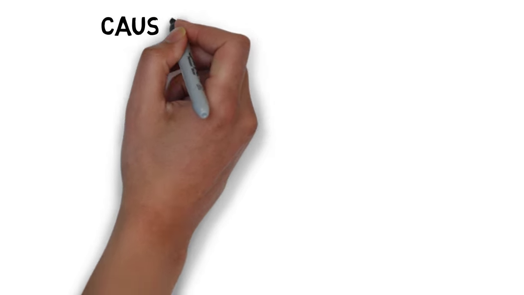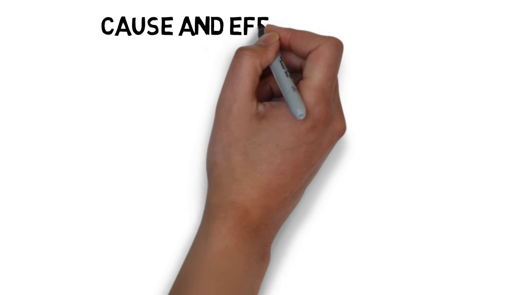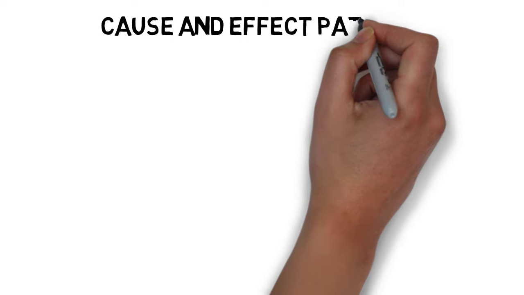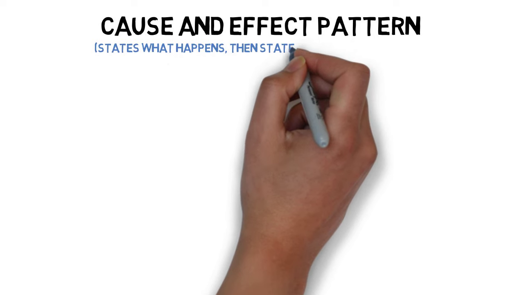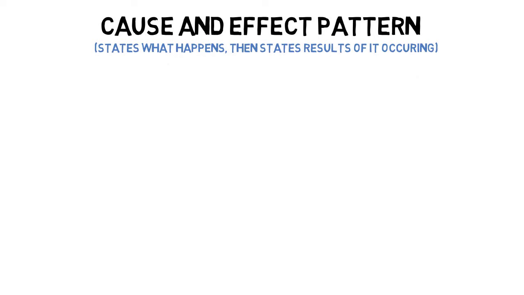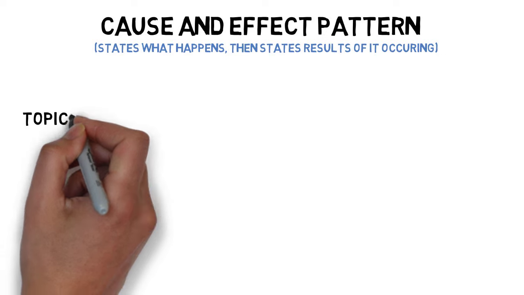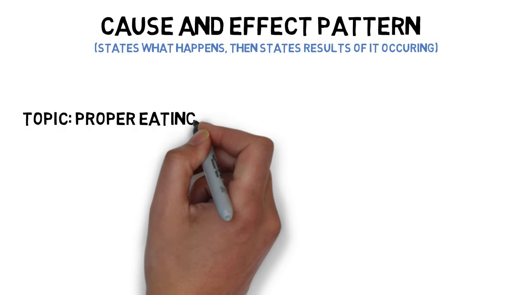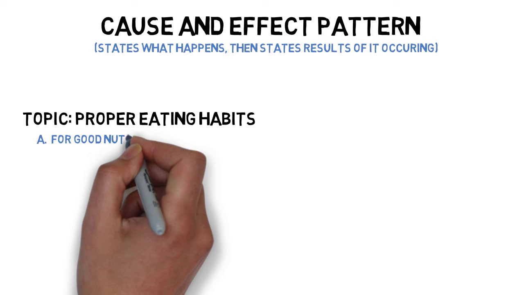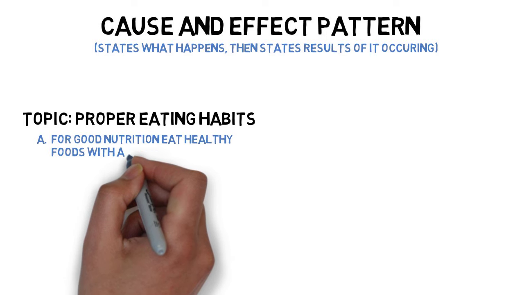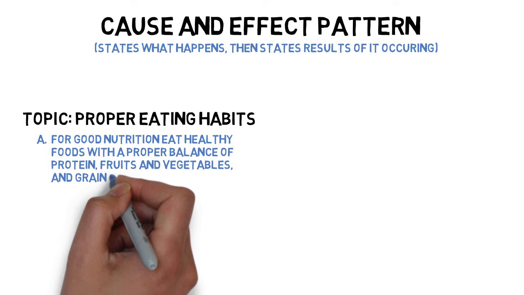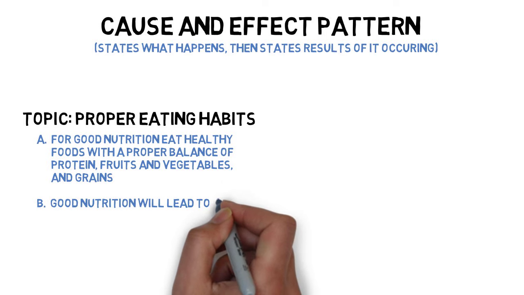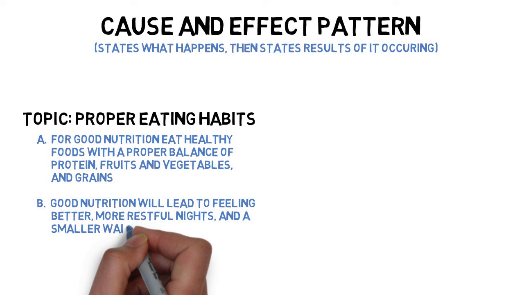The fourth way of arranging main points in an informative speech can also be used for a persuasive speech. The cause and effect pattern first states something that has occurred or will occur, then states what results from it happening. For example, the arrangement of main points for a speech about proper eating habits might sound like this. For good nutrition, eat healthy foods with a proper balance of protein, fruits and vegetables, and grains. Good nutrition will lead to feeling better, more restful nights, and a smaller waistline.